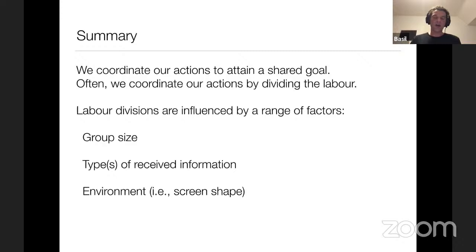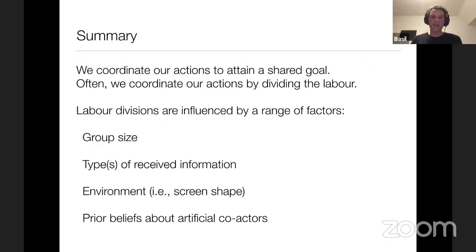Then I showed you that participants are also sensitive to change in the environment, particularly the screen shape. If the screen shape changes your performance on a particular object tracking task, then they adapt their strategies accordingly. So these left-right division of labor strategies are not set in stone. They are malleable to these changes in the environment. However, the seating arrangement had no effect here.